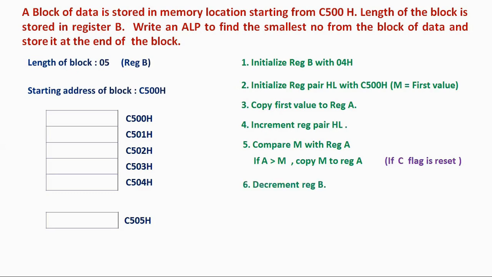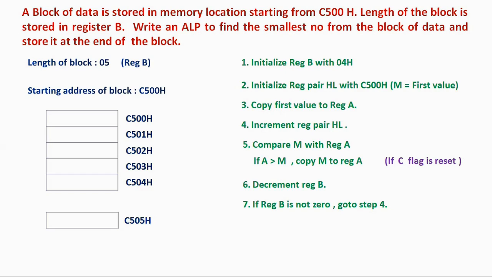Then we'll decrease the B value because we did the first comparison. So B will be 3. Now we'll check whether B is 0 or not. If it is 0, then we'll stop our program. And if B is not 0, then we'll go to step 4. Now the B value is 3, so obviously we have to go to step 4, meaning again increase the HL value. So HL will be C502H, meaning your third number is in M.